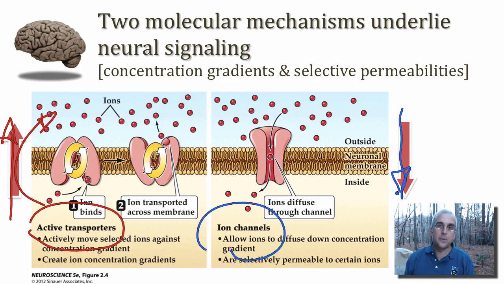So let me leave you with one concluding thought, and that is that ion pumps establish the concentration gradients that provide the driving force for the diffusion of ions across the neuronal plasma membrane. And in this way, pumps set the stage for the movement of ions through those channels that generate the electrical signals. Okay, this wraps up today's tutorial.